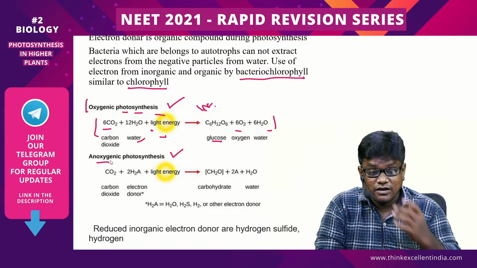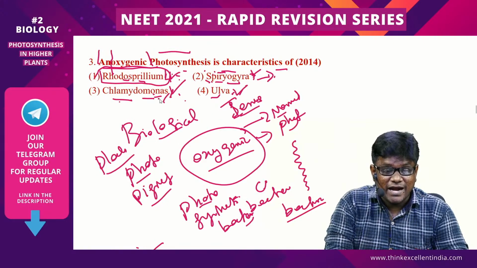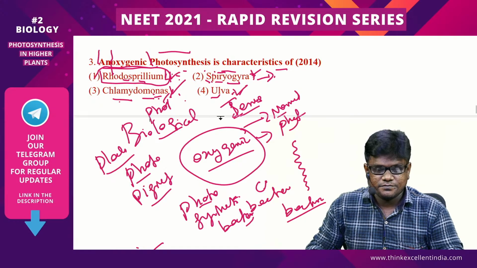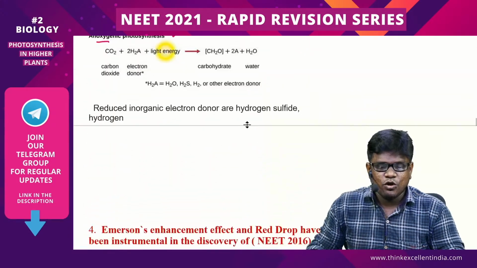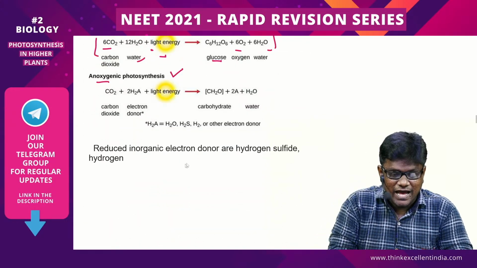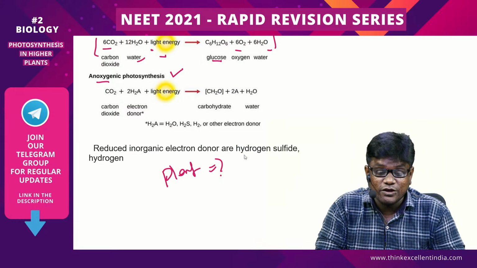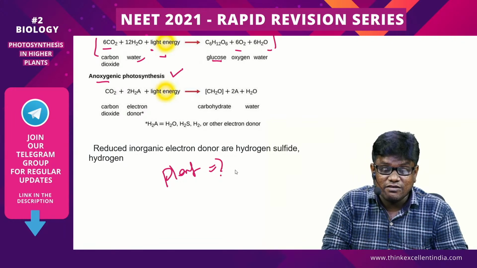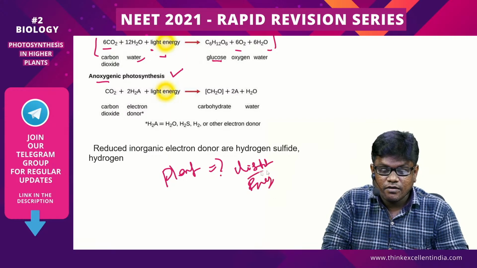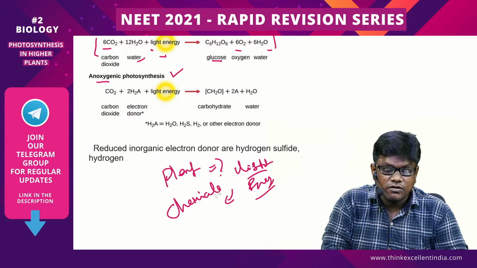And what is here? See the kind of bacteria that do photosynthesis. Very important, listen. The kind of bacteria that do the photosynthetic process. So how do normal plants do photosynthesis? The normal photosynthetic bacteria will utilize the light energy and convert it into chemical energy.